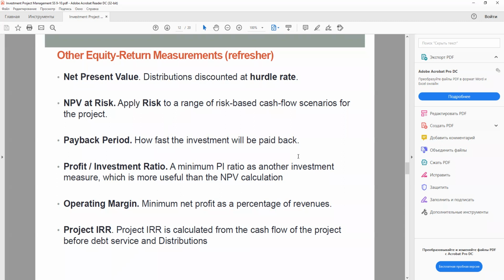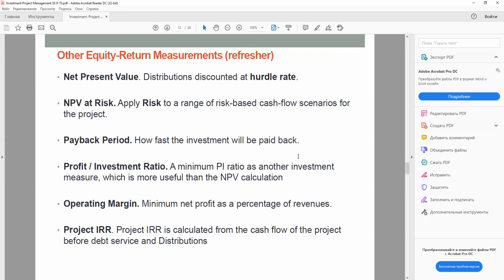And we have a net present value, so the investor's hurdle rate of return can be applied to the cash flows as a discount rate, and if the result is a positive NPV, the investment can proceed. We have also an additional measure called NPV at risk. It could be, however, argued that adjusting for risk in the NPV discount rate is an oversimplified approach. Many factors affect the investor risks, and therefore looking at the range of outcomes could be more realistic.